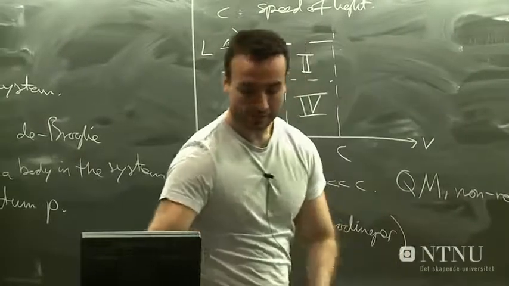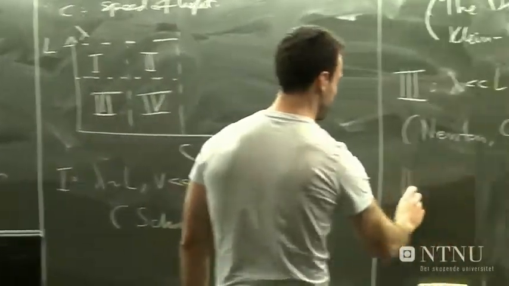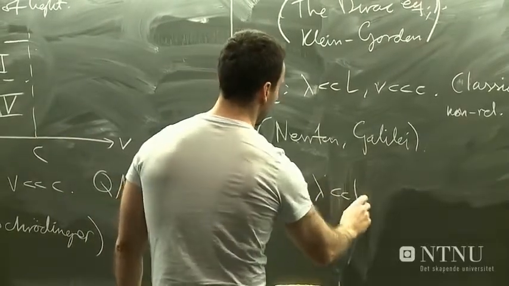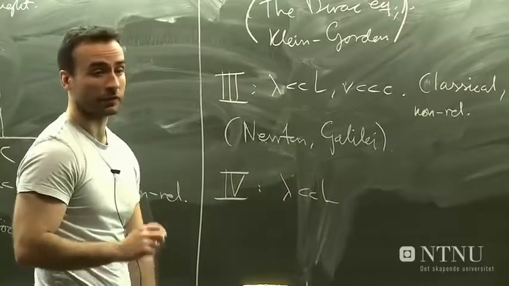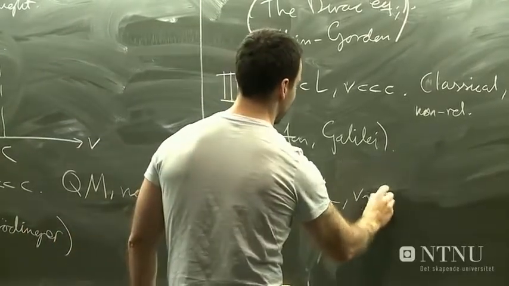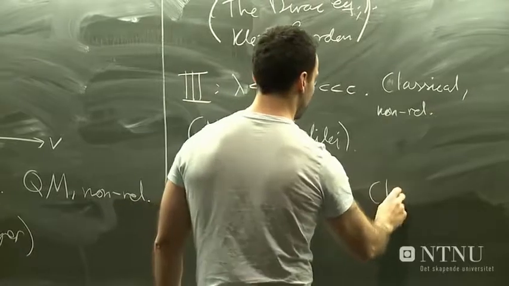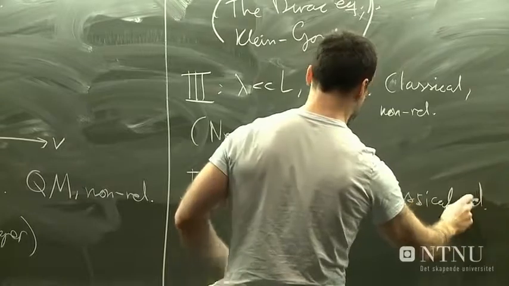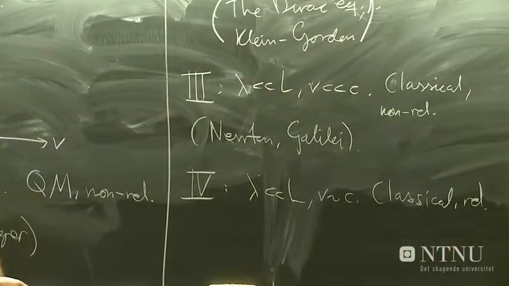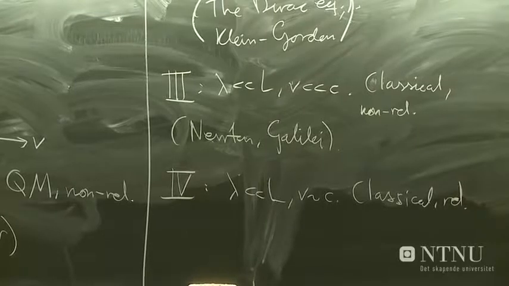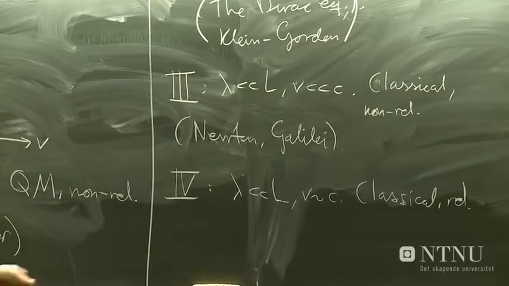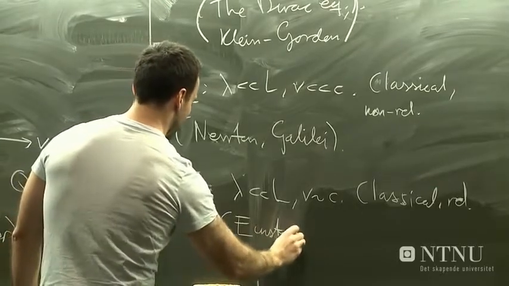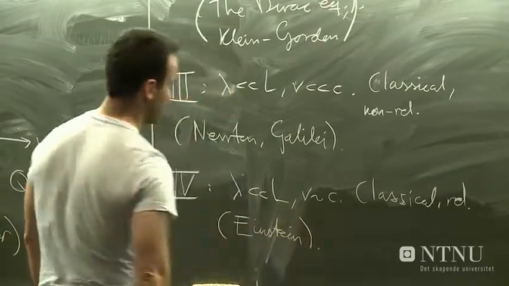So we have one final region, and that is still a de Broglie wavelength much smaller than the system size, but now a speed comparable to c. So we're still in the classical physics regime, but now we're dealing with relativistic physics. And the main star here is Einstein.